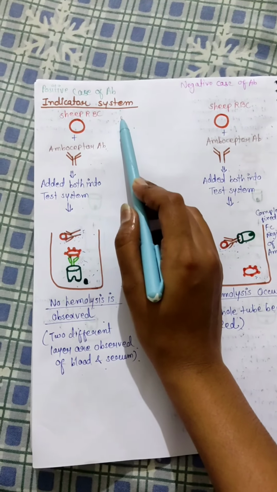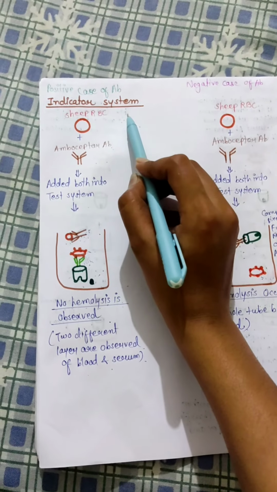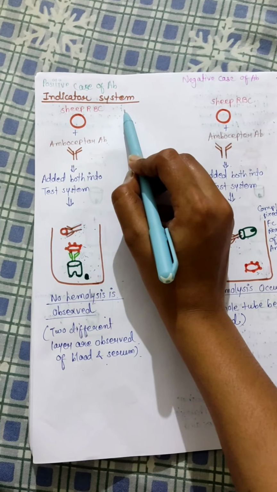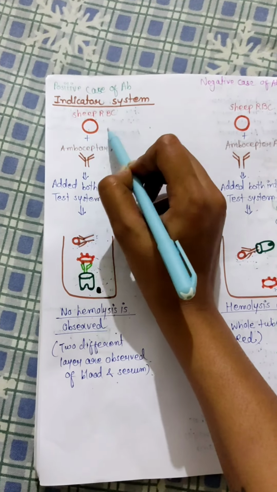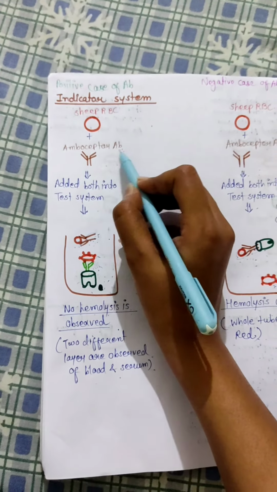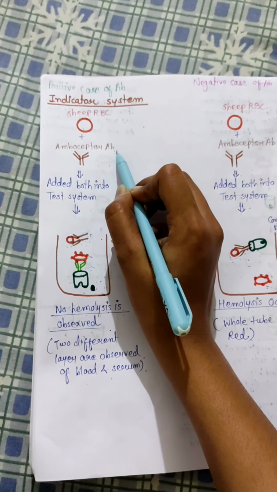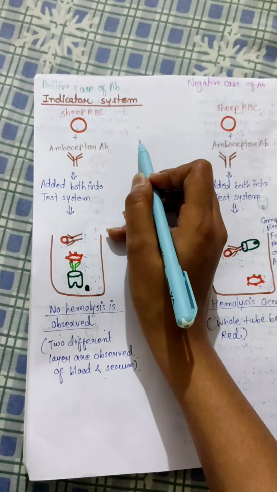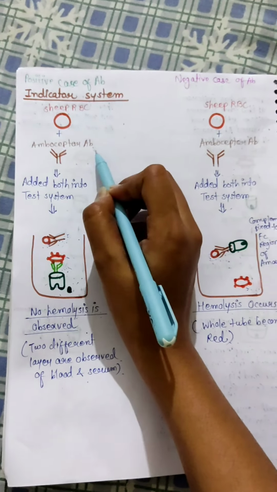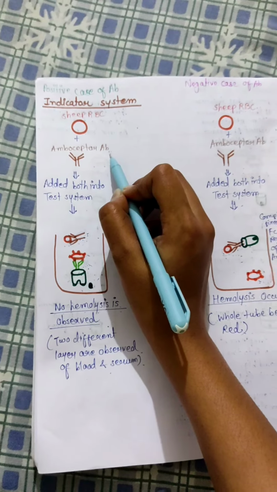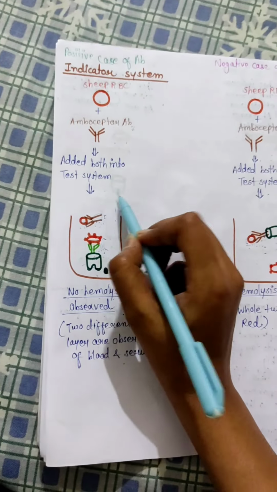Now there is the indicator system. The indicator system indicates whether the antigen-antibody complex is formed or not in the test system. In this system, we use sheep RBC and emboceptor antibody. Emboceptor antibodies are prepared by injecting sheep RBC into a rabbit. They are called emboceptor because they have the ability to fix the complement. Now, these two are added into the test system.